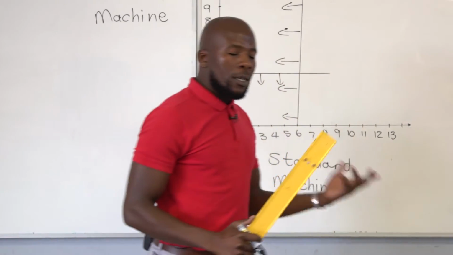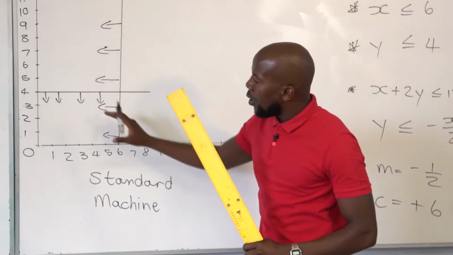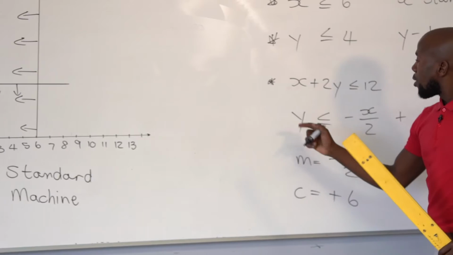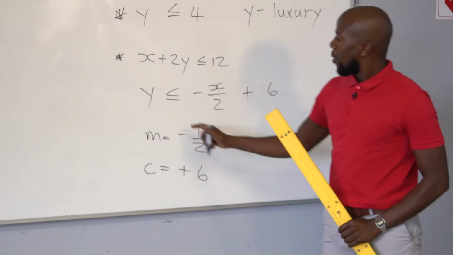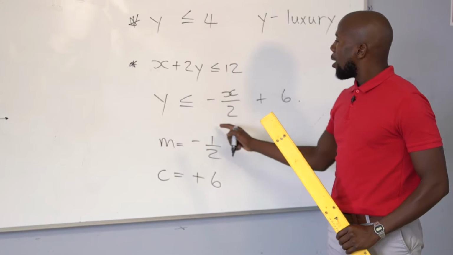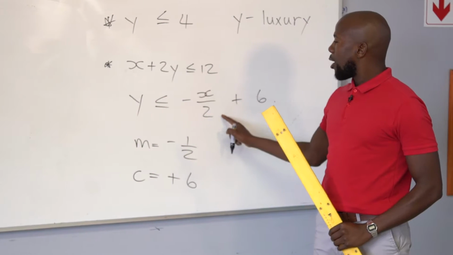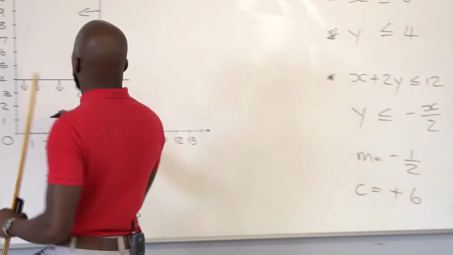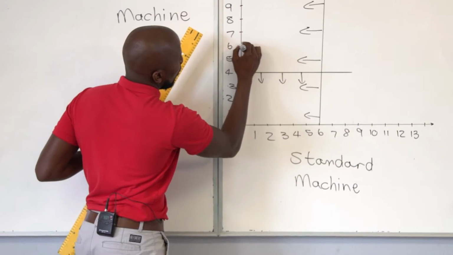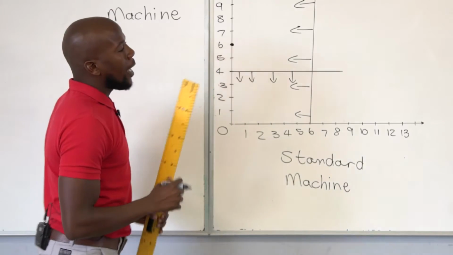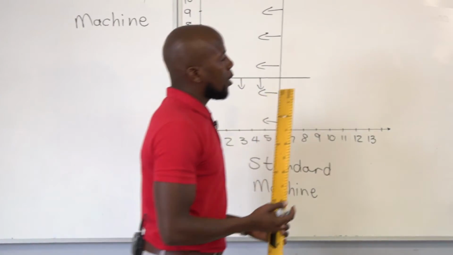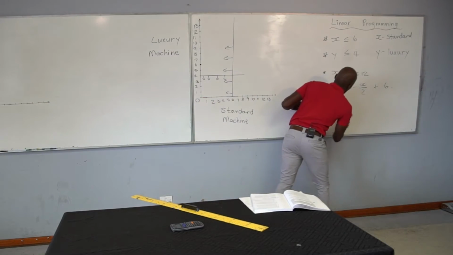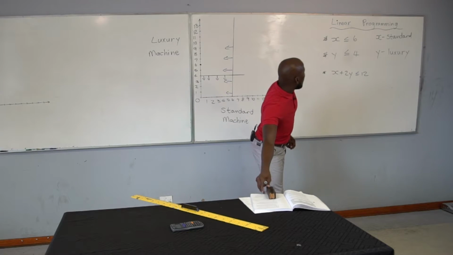You can already have an idea, you're already visualizing, I'm sure just by drawing these two lines, you already have an idea of more or less where the feasible region will be. It's not yet concluded, we still have one more line to sketch, okay? In this particular case, y is equal to or less than negative x over 2 plus 6, okay? Just by observation, I already know that my y-intercept will be 6. What will my x-intercept be? We can simply calculate that. Go back to the original expression.